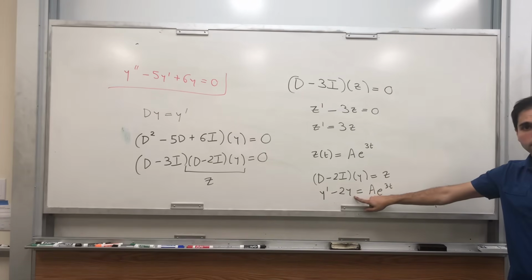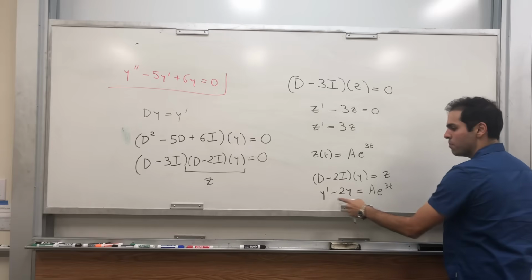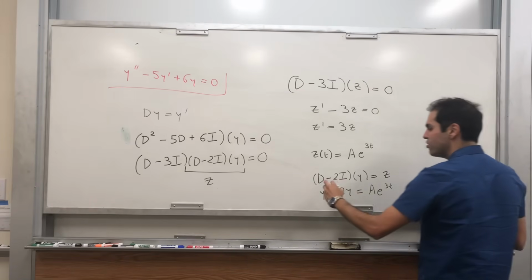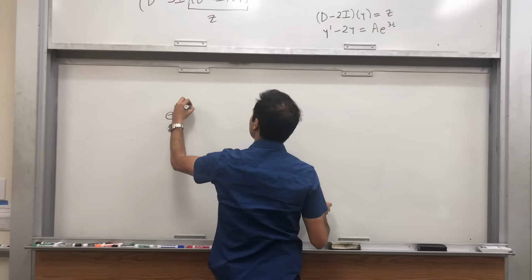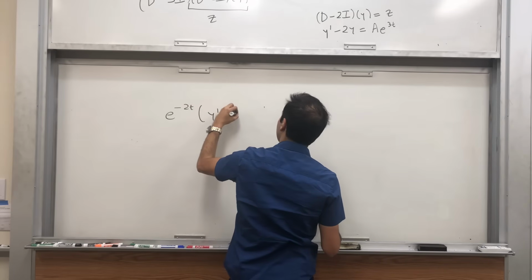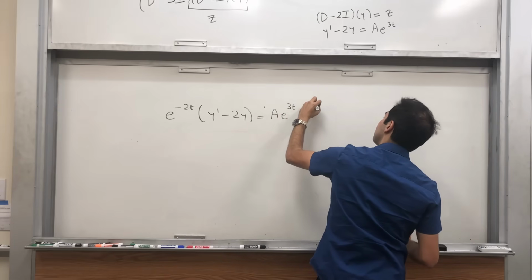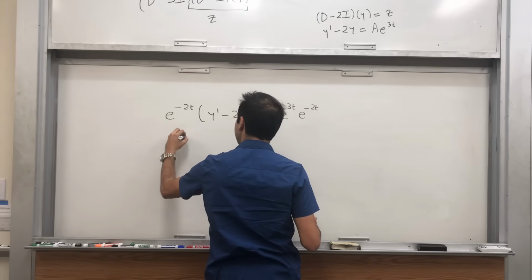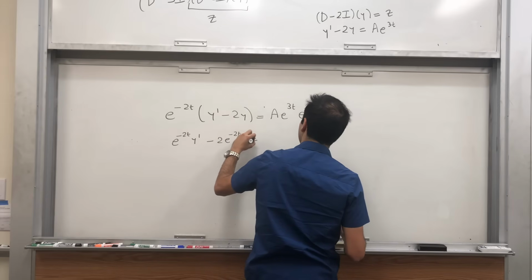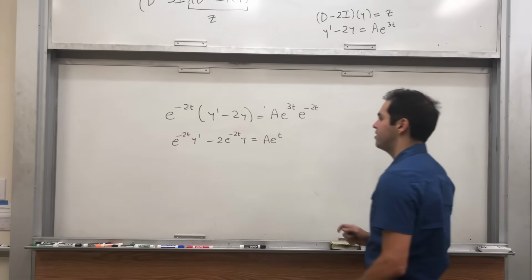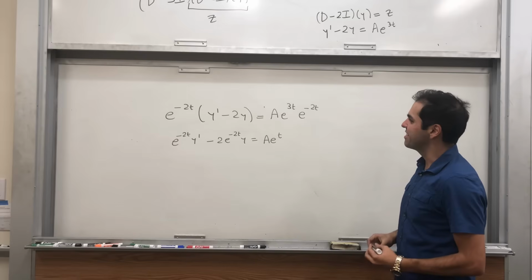And it turns out we can solve this as well, and it's just this neat idea of the integrating factor. Let's multiply both sides of our equation by e to the minus 2t. And then we get e to the minus 2t times (y prime minus 2y) equals a e to the 3t e to the minus 2t. And then e to the minus 2t y prime minus 2 e to the minus 2t y equals a e to the t.